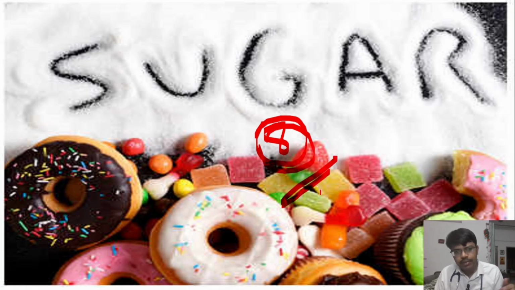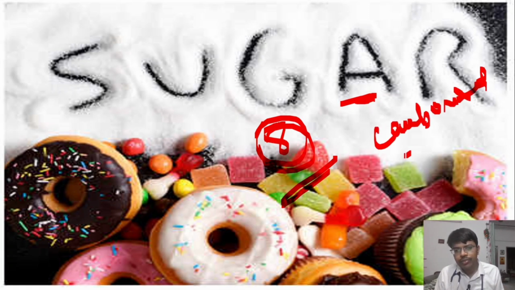Many of the patients will say they are not taking meat, they are not taking excessive cheesy items, but still they might be taking an excessive amount of carbonated and processed high sugars. This will interfere with the excretion of uric acid, which might lead to a high uric acid level. So this is very important.